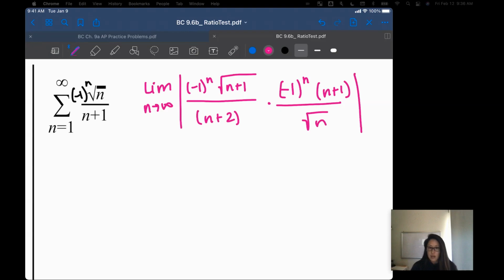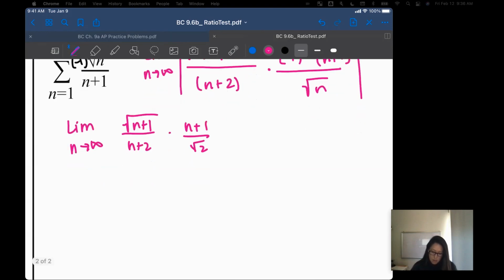Okay, so the absolute value signs are going to make all of the terms positive, so I don't need to worry about the negative. And then I see that nothing cancels. So I'm just going to rewrite it. The limit as n approaches infinity of the square root of n plus 1 over n plus 2 times n plus 1 over root n.